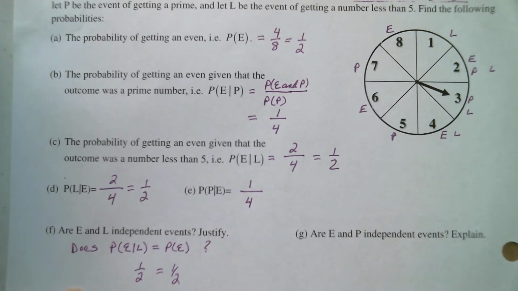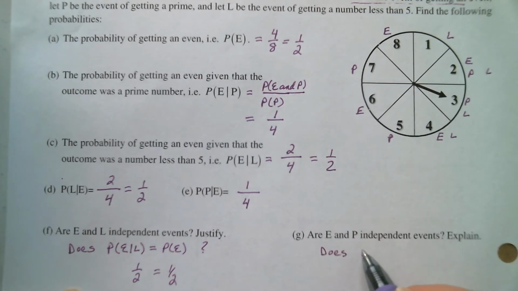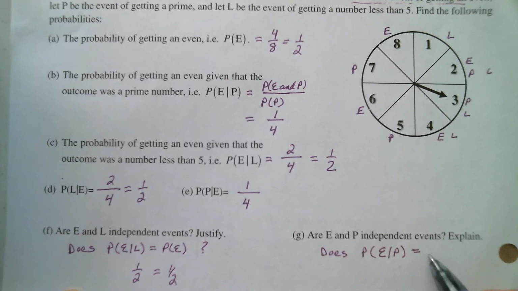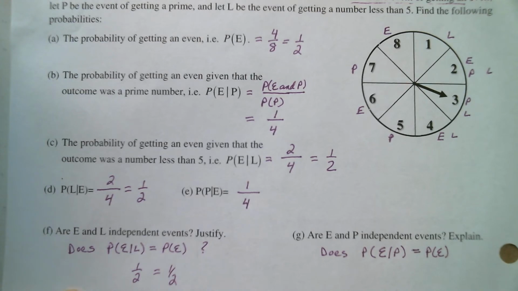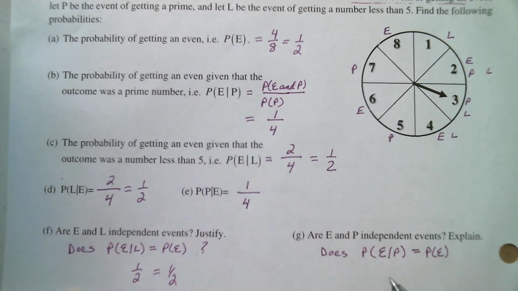Are E and P independent events? Let's say, does the probability of even given prime equal the probability of even? Even given prime is up here in B, that's 1/4. And probability of even, that was 1/2. So no.